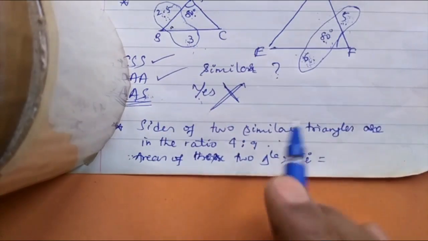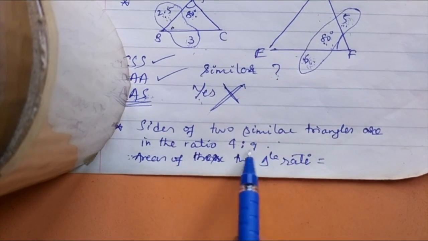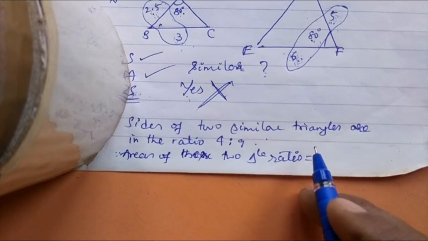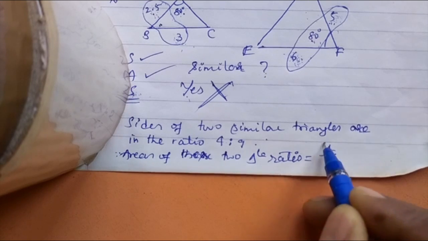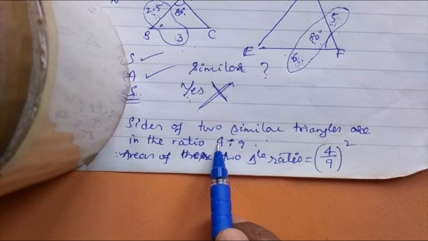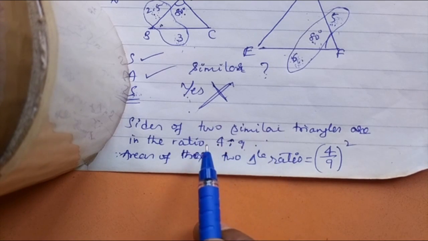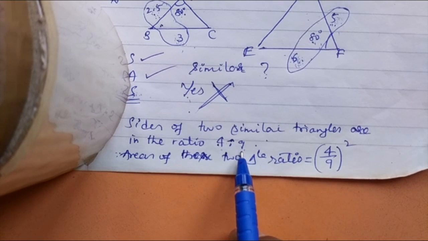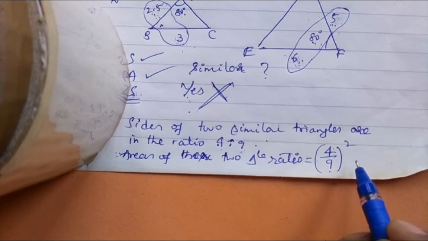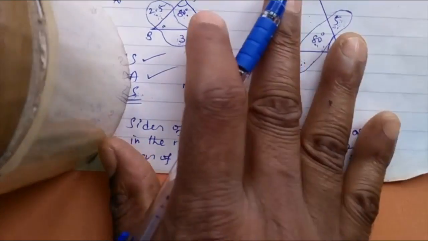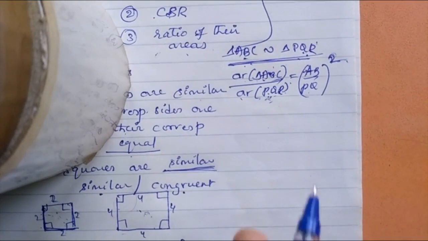The same thing here. Sides of two similar triangles are 4:9. Then what about their area ratio? Their area ratio is equal to 4/9 whole square, because 4 is the length of the first triangle and 9 is the length of the second triangle. Sides are 4:9, areas are 4/9 whole square, that is 16 divided by 81. This is the answer.